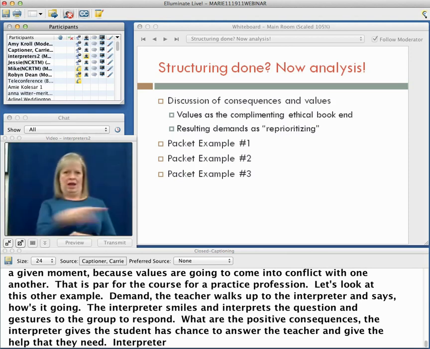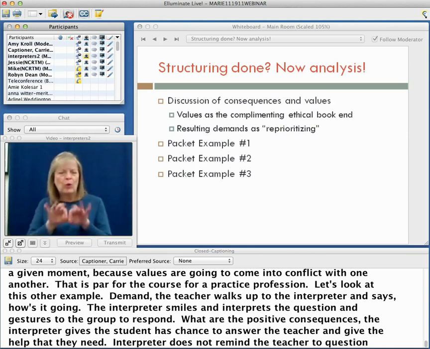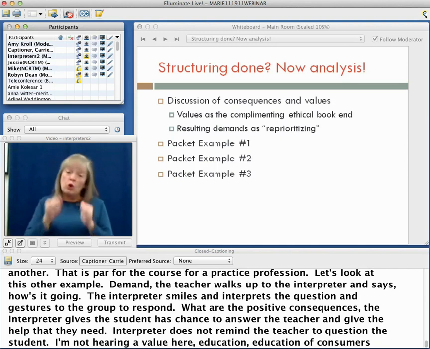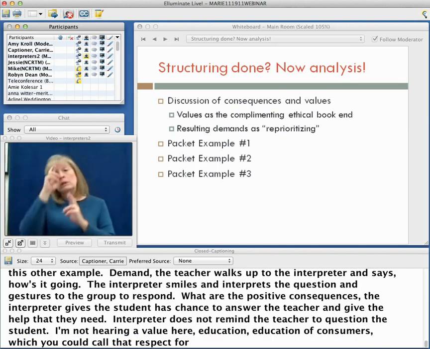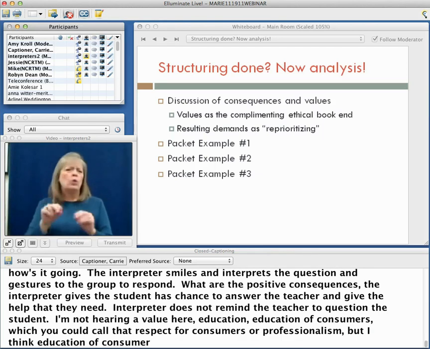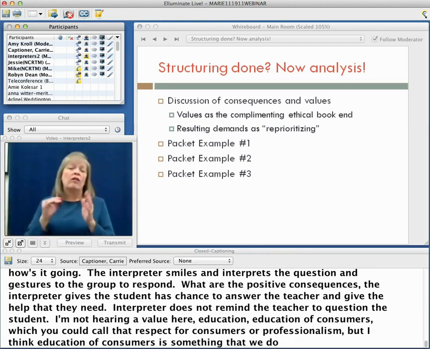I'm actually hearing another value here, which is education of consumers, which you could call respect for consumers, or you can call it professionalism. But I think education of consumers is something we do pretty frequently, and I would suggest that we be more evident as that as a value.